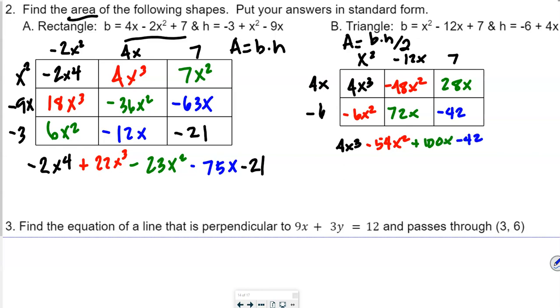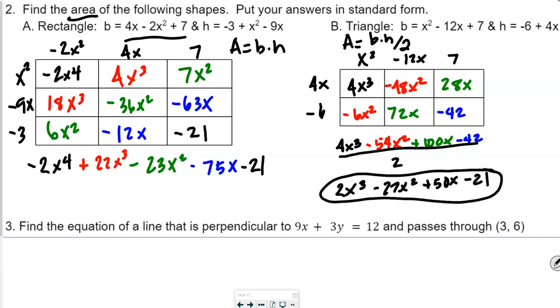Now what you need to not forget about this is that we have to divide all of this by 2, right? So our final answer is going to be 2x to the third minus 27x squared plus 50x minus 21. Okay, that's our final answer because we have to divide everything we did before by 2.